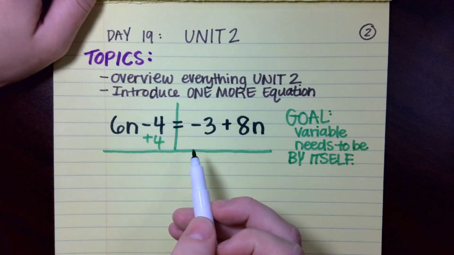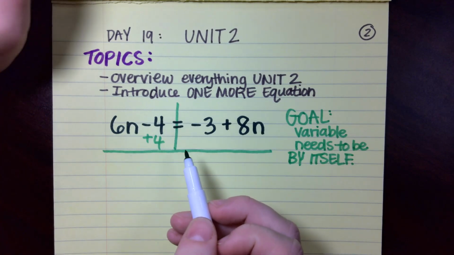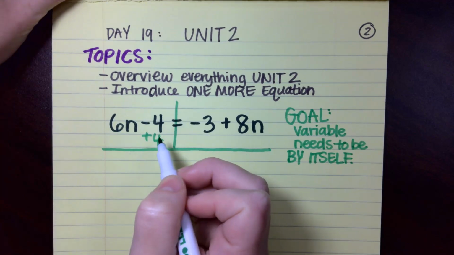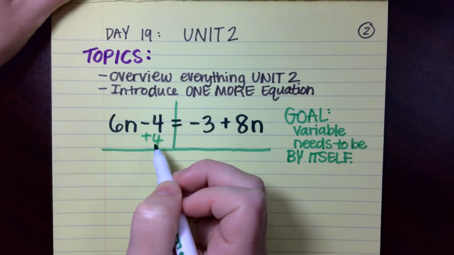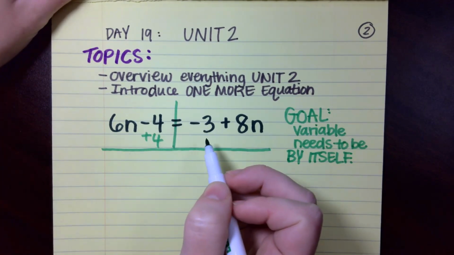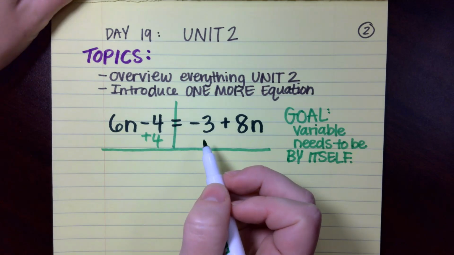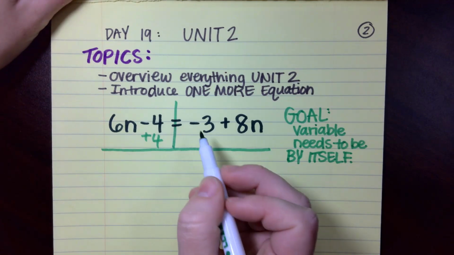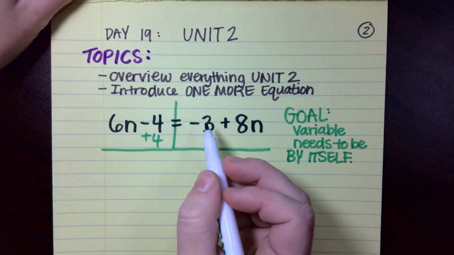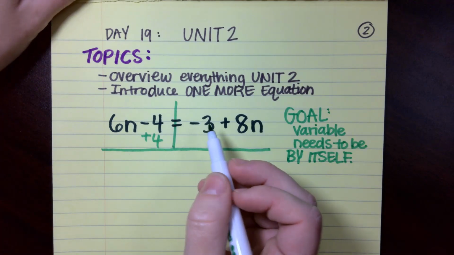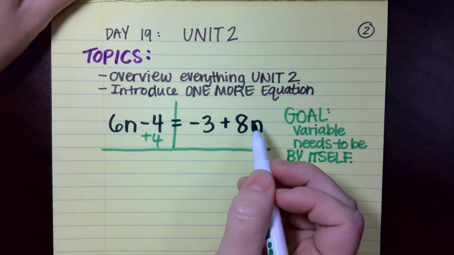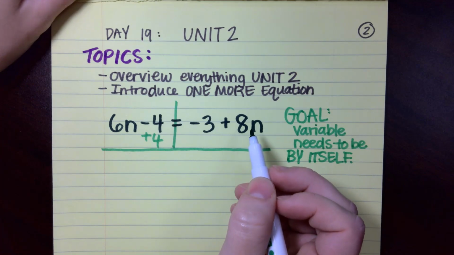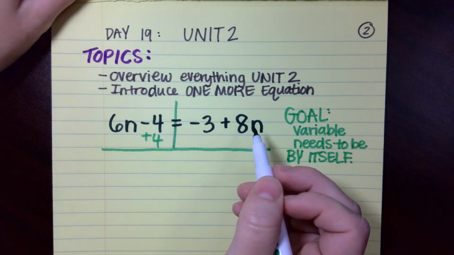Now, here's where it gets the tiniest bit tricky. Whenever I'm adding 4, now when I go to the next side of my equation, I need to pay attention to what I can add 4 to. So my options are -3 and 8n. I'm going to give you a hint. I want you guys to remember back to Unit 1 when we were combining like terms.